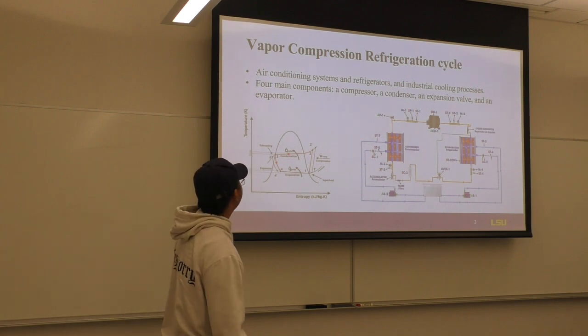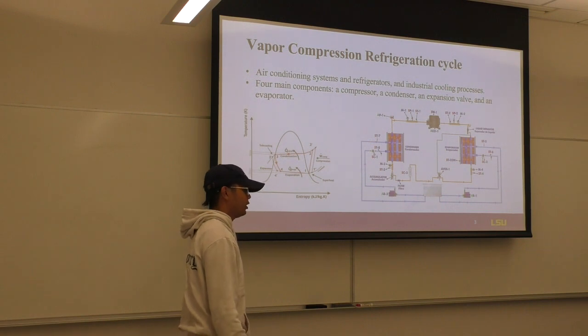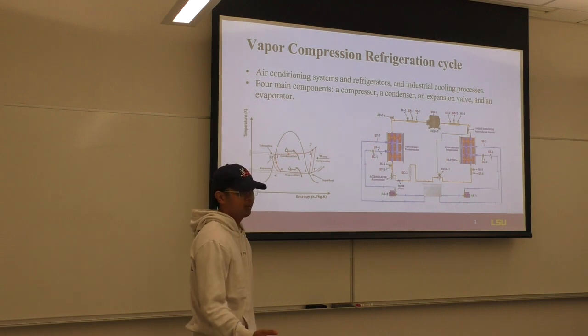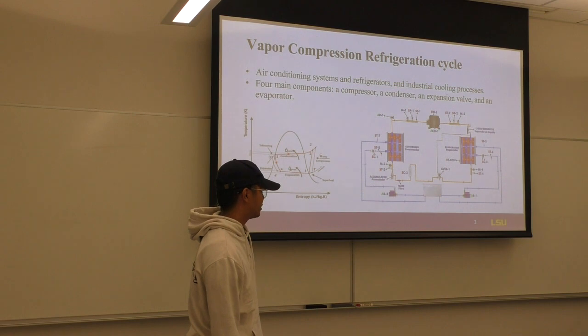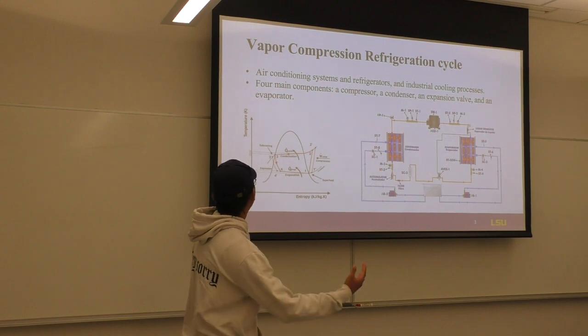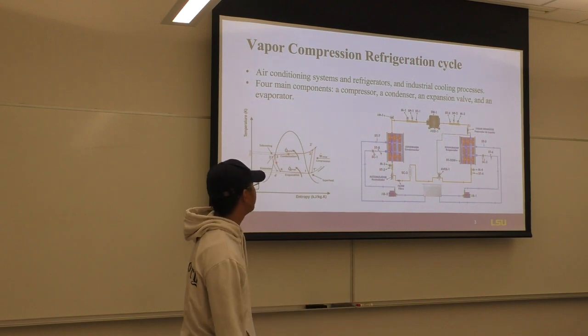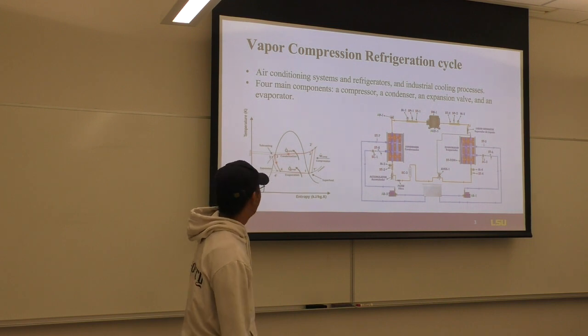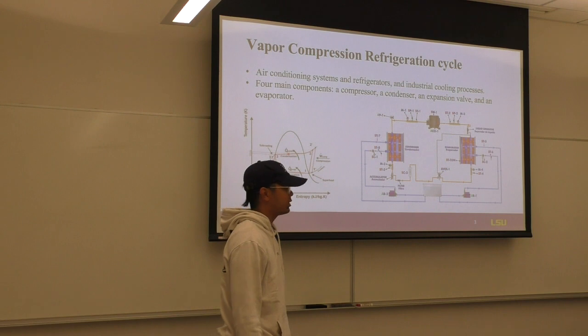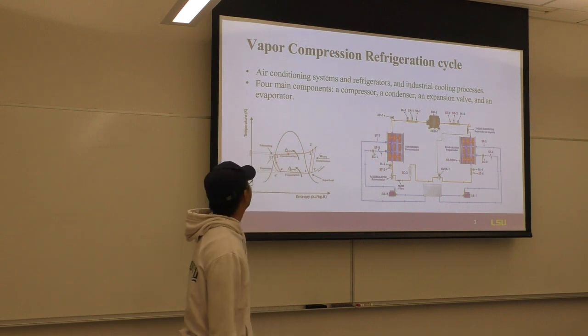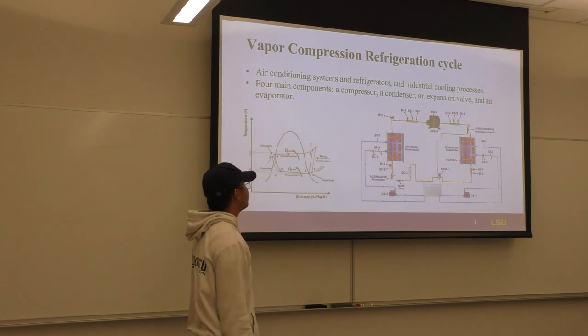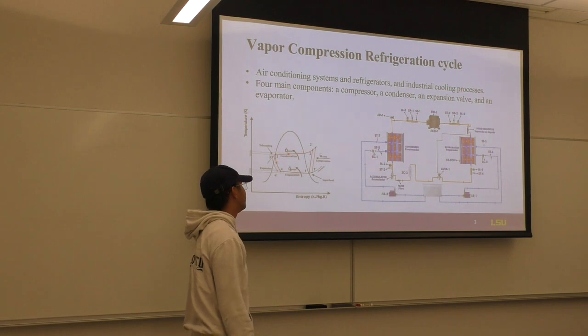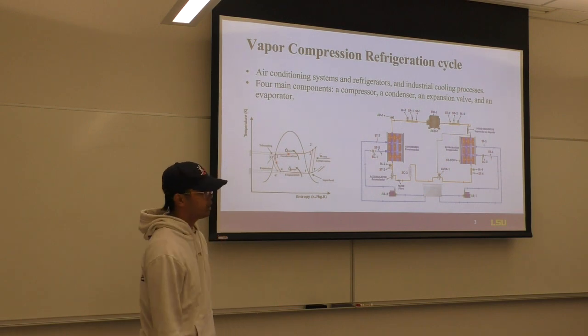So for the vapor compression refrigeration cycle, which is commonly used in our cooling and heating systems, some applications are air conditioning systems, refrigerators, and industrial cooling processes. There are 4 components for the cycle: first, we have the compressor, condenser, expansion, and evaporator.